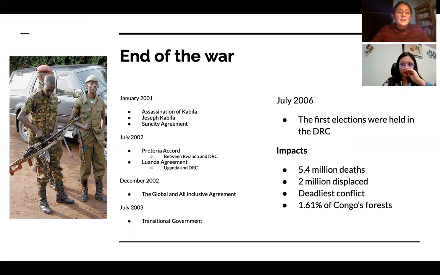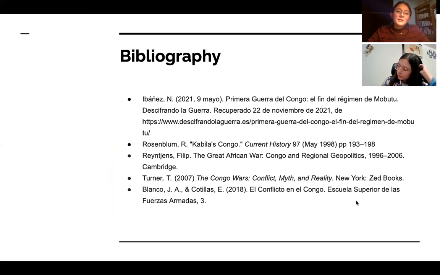And also it had a lot of environmental impacts, but one of the worst was the loss of 1.61% of the Congo's forest. So as you can see, the huge impact it had. And well, it ended with the Pretoria Accord, but there were also aftermath consequences, and the ethnic group tensions are still there. So that would be all for the Congo Wars.